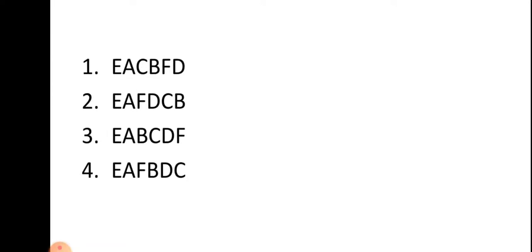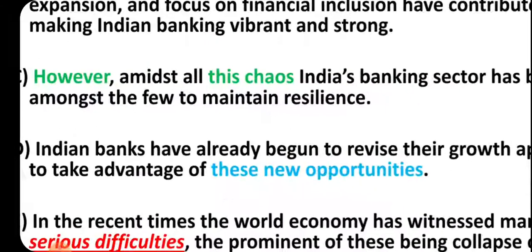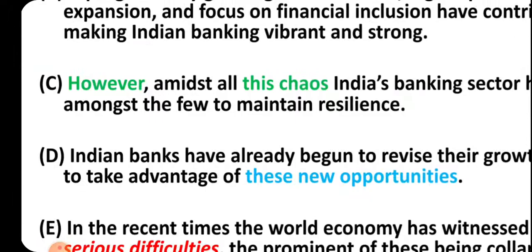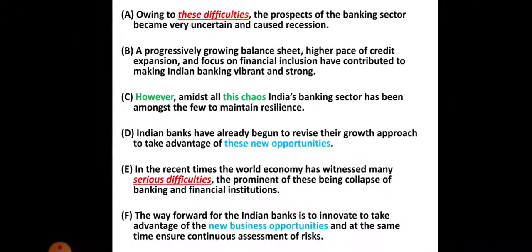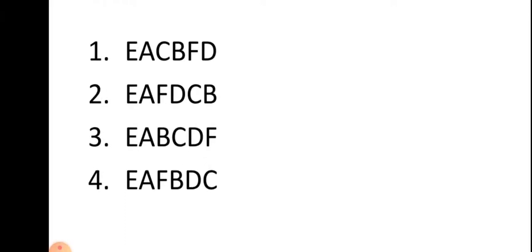That means you can eliminate option 3 and 4. Now we need to see, is it EAC BFD or EAFD BC? Okay, so either it could be 1 or 2. Already I told you. So here there is something called this chaos in option C, and it should be after EA. That means EACBFD. So the correct answer is option 1.